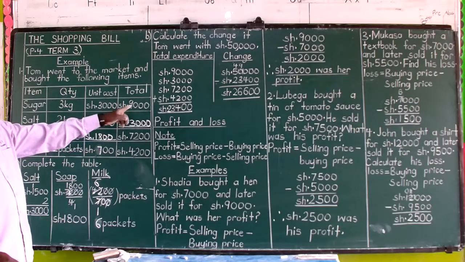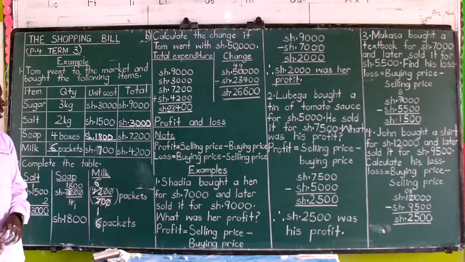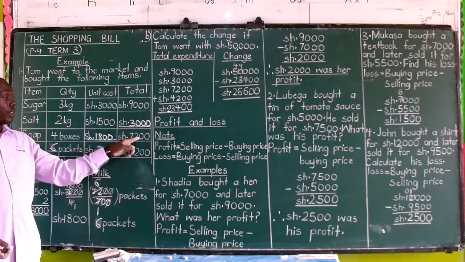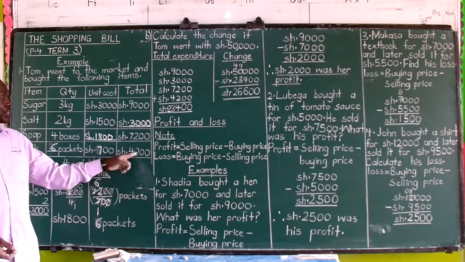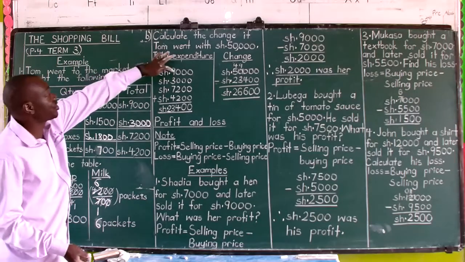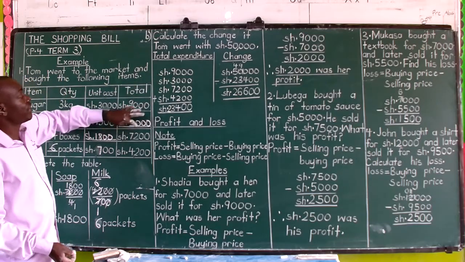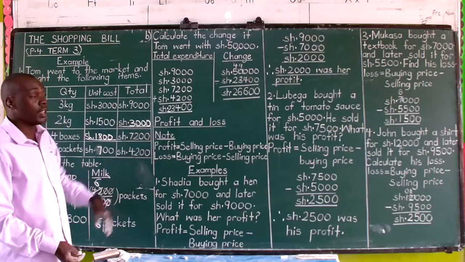What's the expense on sugar? 9,000 shillings. The expense on salt is 3,000 shillings. The expense on soap was 7,200 shillings. Then that of milk was 4,200 shillings. So what do we add? 9,000 shillings plus 3,000 shillings, then 7,200 shillings, then at last plus 4,200 shillings.